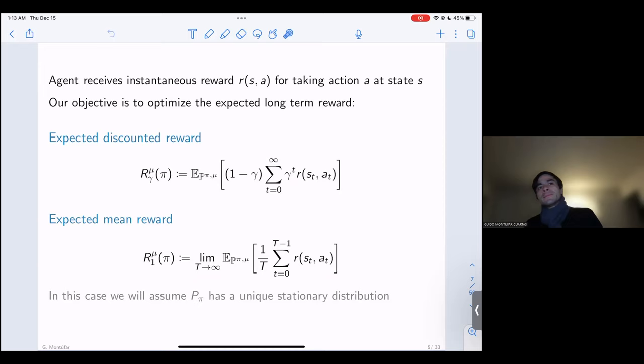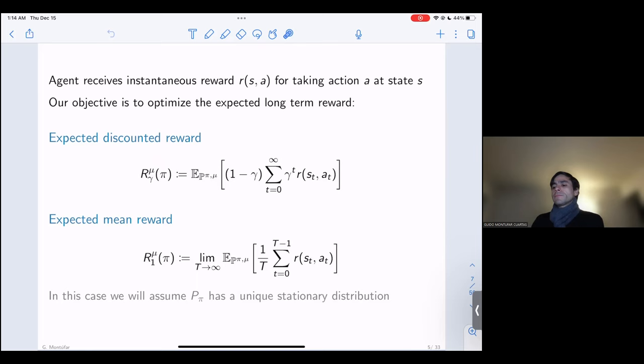Maybe I can point out that in some cases, this type of object will no longer depend on the initial state distribution. If, for example, the Markov process that emerges from our system has a unique stationary state distribution for any choice of the policy, then we can have a function that does not depend on the initial distribution of states. But in the case of the discounted rewards, since we are considering more heavily the things that happen near the start, the initial state distribution will play a more significant role, and this function will typically depend on it.